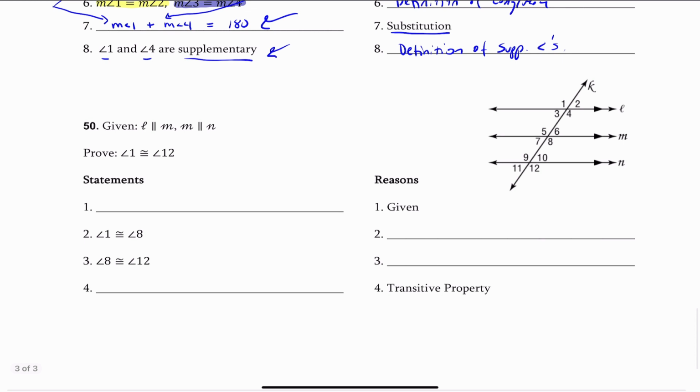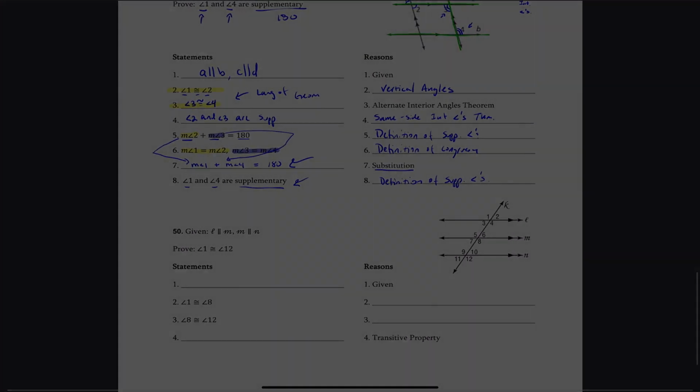And then for 50, I'm not going to go over the whole proof, but I want to make sure that you understand that here's L, and there's M, and M is parallel to N. So L is parallel to M, and M is parallel to N. Prove that angle 1 is congruent to angle 2. Okay? So I will let you do that on your own. Good luck with this homework assignment.